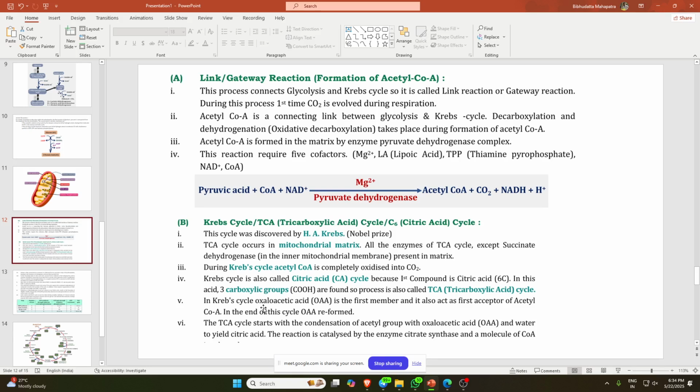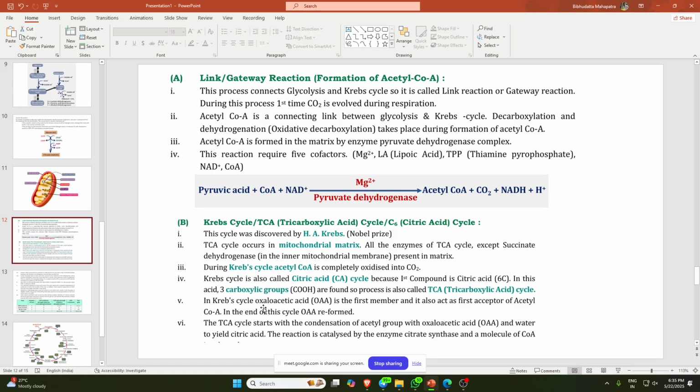You know, at the time of C3 or C4 plants, C4 plants, you remember how many carbon compounds. Oxaloacetic acid, malic acid, citric acid we have studied at that time. This oxaloacetic acid receives the acetyl coenzyme to form citric acid, the first product. So 4 carbon plus 2 carbon acetyl coenzyme, so 6 carbon will be formed in citric acid.